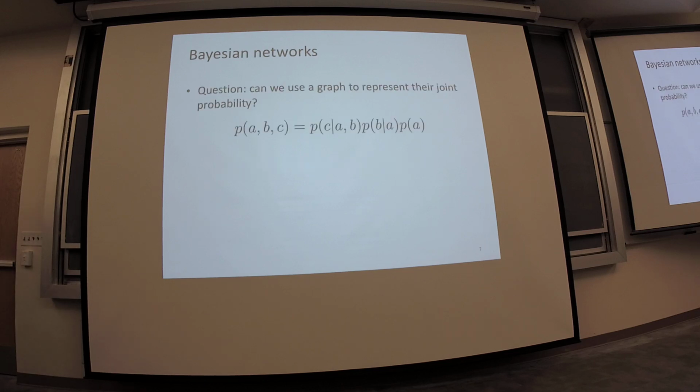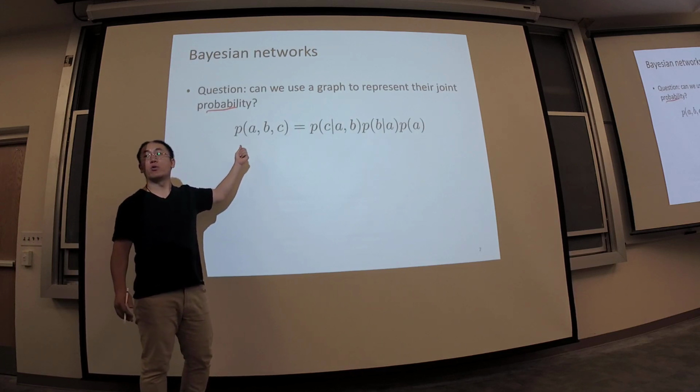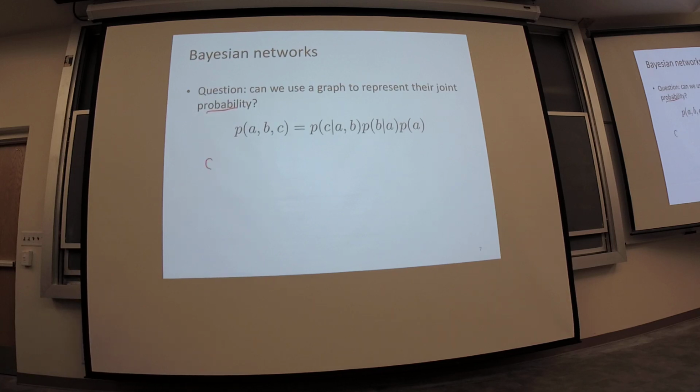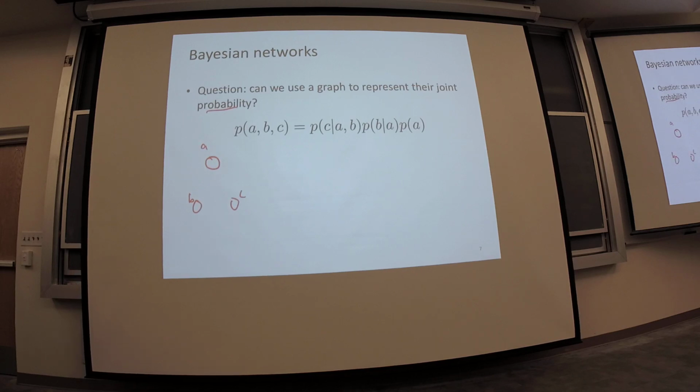So the natural question is, can we use a graph to represent their joint probability? Intuitively, each random variable can be represented by one node in the graph. Suppose we have three random variables, we can draw three nodes in our graph: A, B, and C. The issue is how we can express their dependencies, I mean the links. How should we know which nodes are connected and which nodes are not connected?